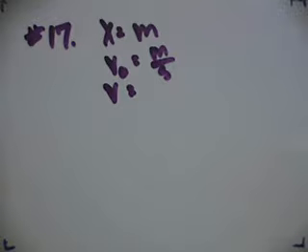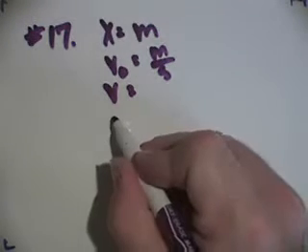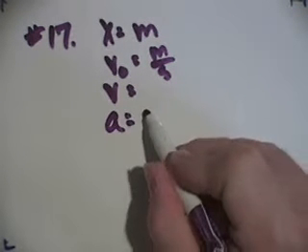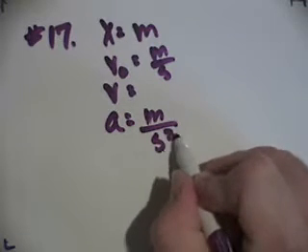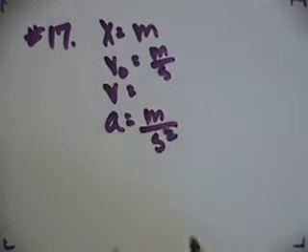a is acceleration, and it doesn't really tell you. You'd have to go look up in the chapter acceleration, and that's meters per second squared, or meters per second times seconds. And finally it tells you t is time. Which of the following equations is dimensionally correct?